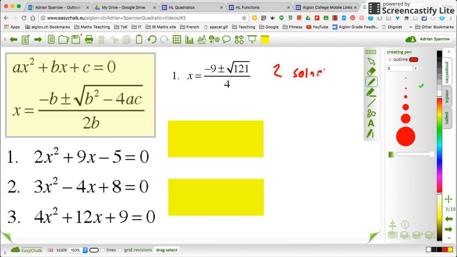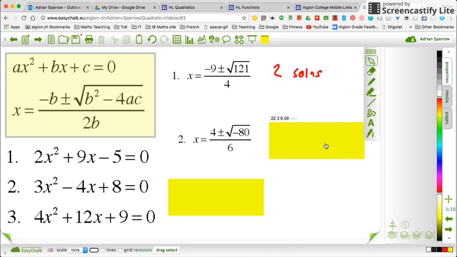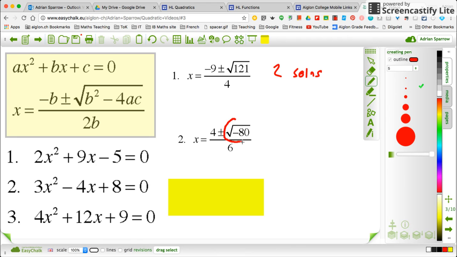Now let's go on and look at the next one, where I've put all these numbers into the quadratic equation, and what happens? Here, this is the important bit, I've got minus 80. Now I cannot solve that unless I use complex numbers. So here I'm going to say that I can't find the square root of minus 80, so there are no solutions. Or should I clarify that and say there are no real solutions? There are some complex numbers that we come on to later in the course if you're doing higher level.